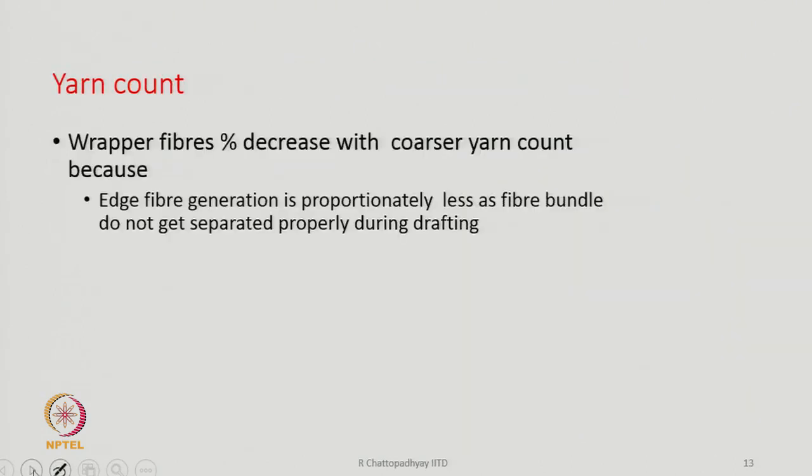The next is the count of the yarn. Generally, wrapper fibers will decrease with coarser yarn count. On the same fibers, if we produce finer yarn counts, the wrapper fiber percentage is going to increase. If we go for a coarser count from the same fiber, the proportion of wrapper fiber is going to decrease, because edge fiber generation is proportionally less as fiber bundles do not get separated properly during drafting operations. When the bunch of fibers is larger, the cohesion between them is also more. So, which fibers get separated, the fibers located near the edge, depends on the level of cohesion between the fibers.